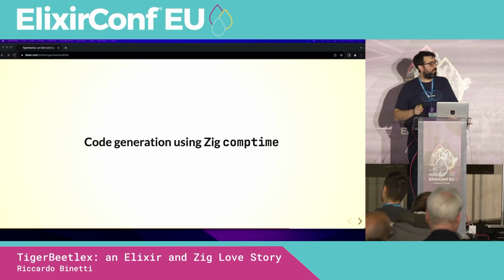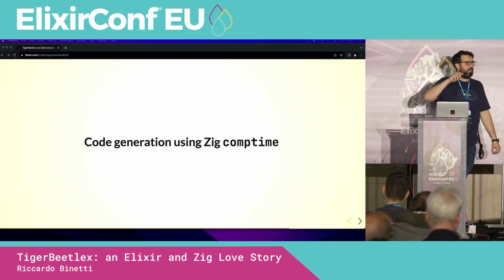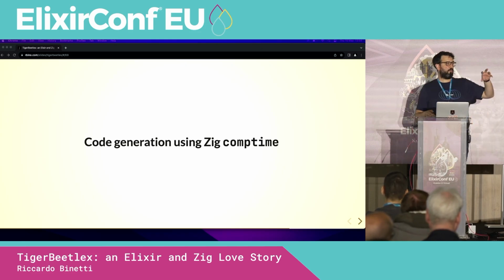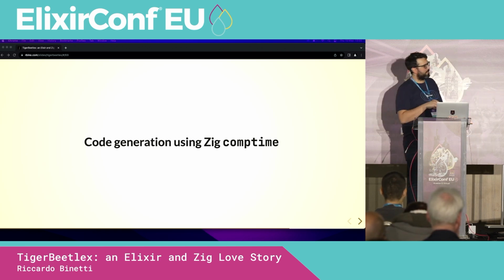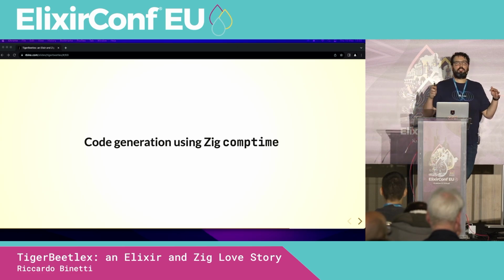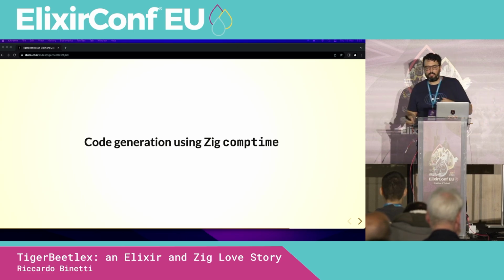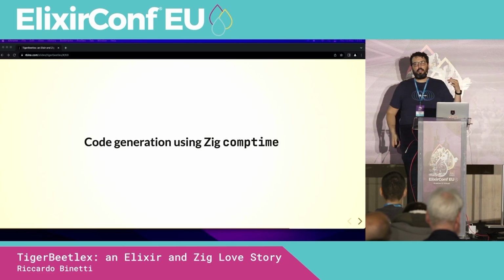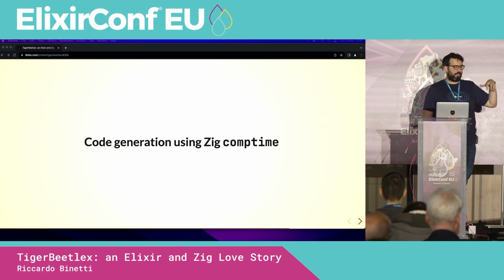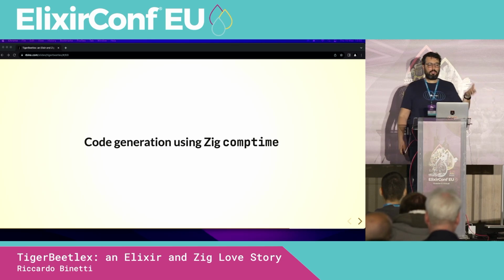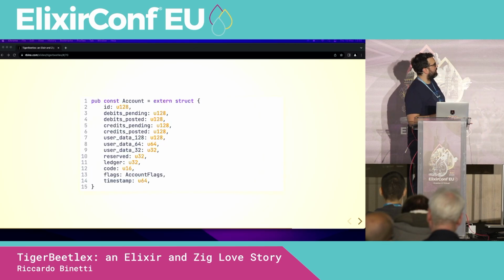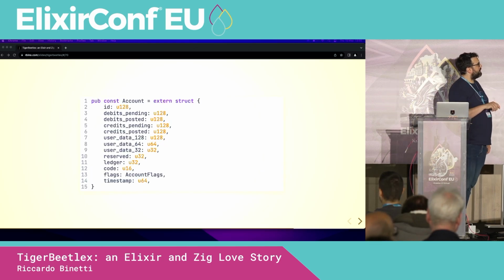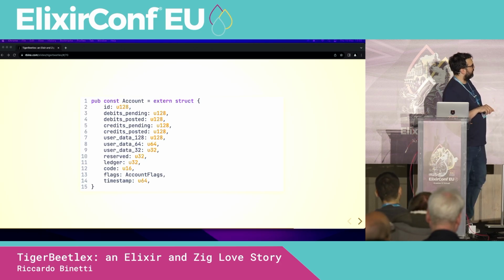And the other cool thing is that all the bindings, or the Elixir structs representing the TigerBeetle data, are actually generated using Zig comptime. Zig comptime is a mechanism of executing Zig code at compile time that allows you to introspect inside Zig types and obtain type information which is not available at runtime. What this means concretely is that we have this account struct that we saw before, that is basically a bunch of fields with their type.